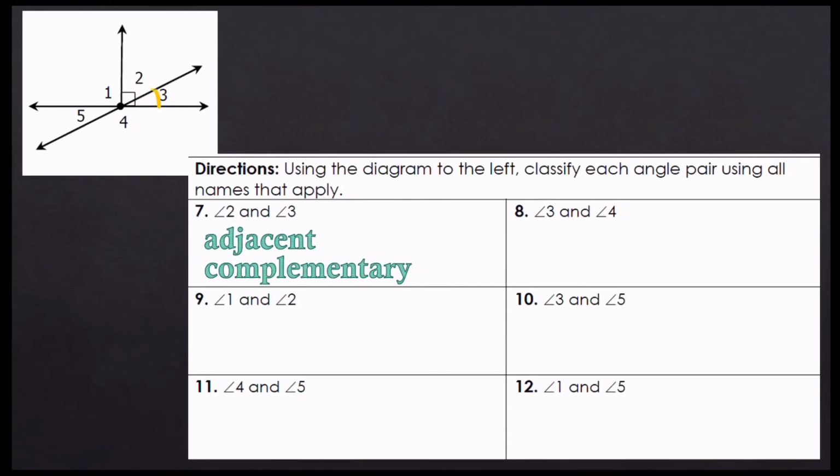Angle 3 and angle 4. Those two share a common side, so that makes them adjacent. But look what else happens. Those two angles, angle 3 and angle 4, together, they're going to form that straight line. You see how they make up that straight line? Well, a straight line is 180. That tells me that angle 3 and angle 4 are also supplementary. So what you're going to do is you're going to do these 4 on your own. And I'm going to look and check your answers.